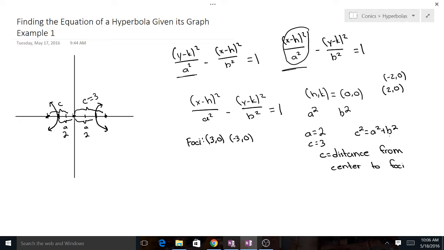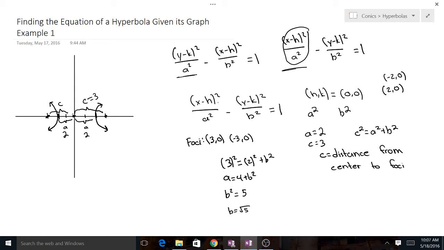And now we just need that b. Well, we can plug it into that formula. We're going to get 3 squared equals a, which is 2 squared, plus b squared. We get 9 equals 4 plus b squared. b squared equals 5. b equals the square root of 5.